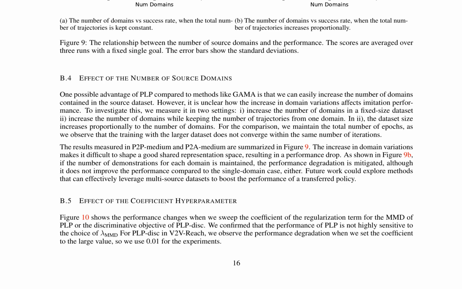The coefficient hyperparameter's impact on performance is also investigated. Figure 10 displays performance changes when sweeping the regularization term coefficient for the maximum mean discrepancy, MMD, of proxy learning policy, PLP, or the discriminative objective of PLP disc. Results indicate that PLP's performance is not highly sensitive to the choice of lambda MMD. In contrast, PLP disc in V2V reach experiences performance degradation when the coefficient is set to a large value, leading to the choice of 0.01 for the experiments.